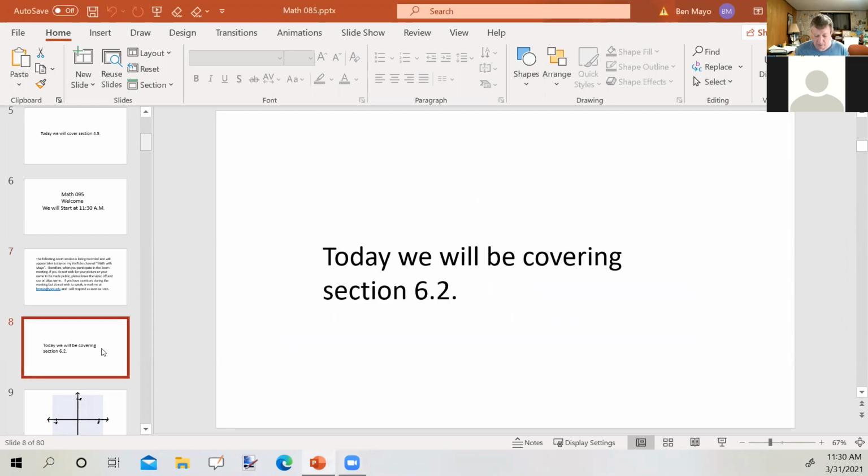So today we're going to go on to section 6.2, which is factoring trinomials with a leading coefficient of 1. But before we do that, are there any questions you'd like me to look at from last night's homework? Alrighty, and I didn't get any emails to that effect, so we will go on to section 6.2.